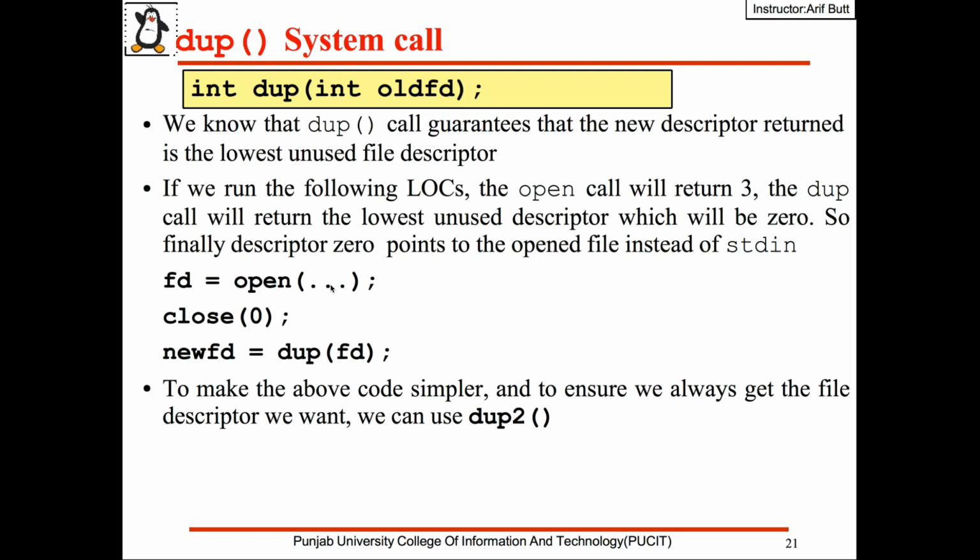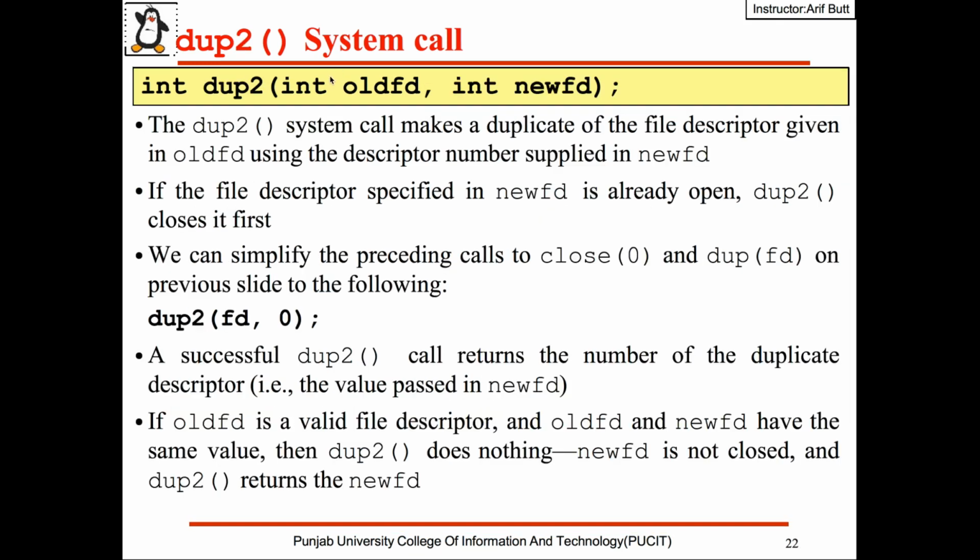Some people use the dup2 call, which makes this code simpler, and it always ensures that we get the file descriptor we want, which we have closed over here. So the dup2 call takes 2 arguments. One is the old descriptor and the other is your requested one. Whatever descriptor you want to point to the same file which this file descriptor is pointing to, you pass that descriptor over here. So on the previous slide, the 2 calls close and dup can be simplified to one call, that is dup2(fd, 0).